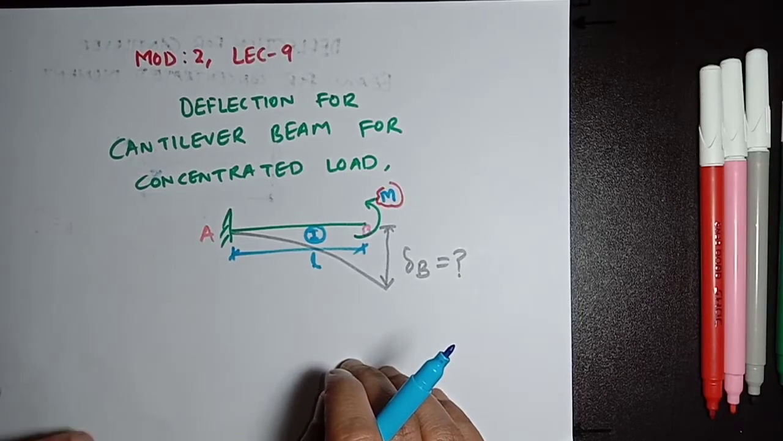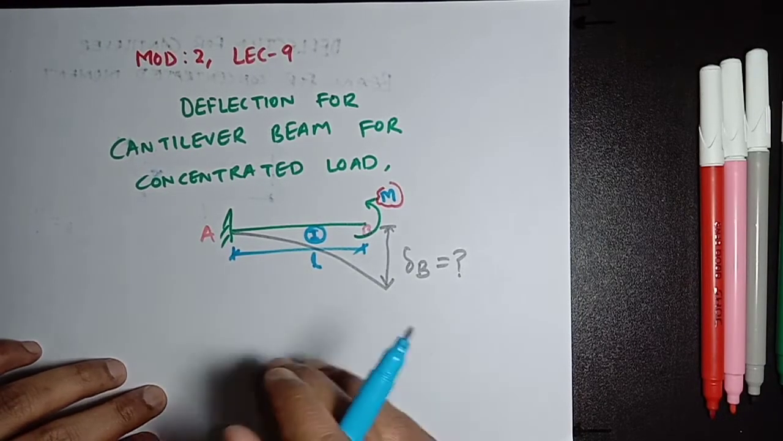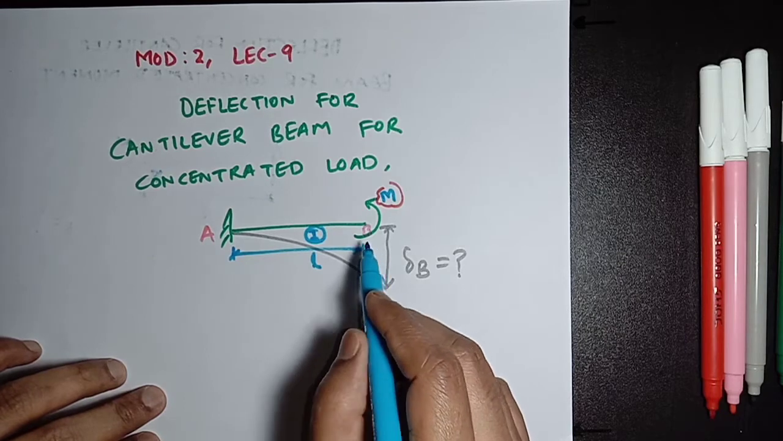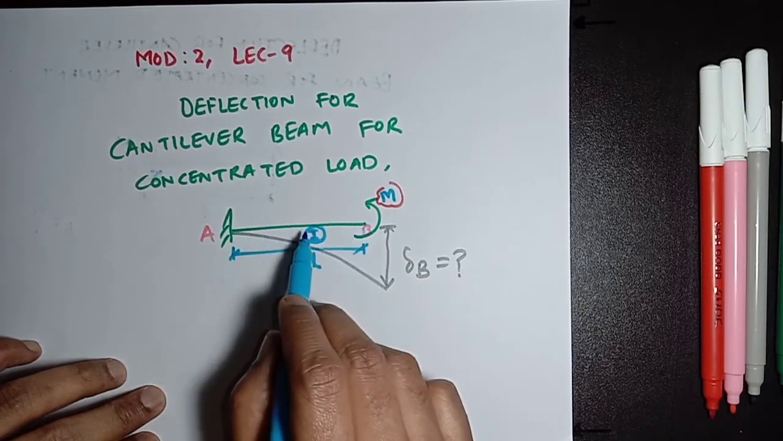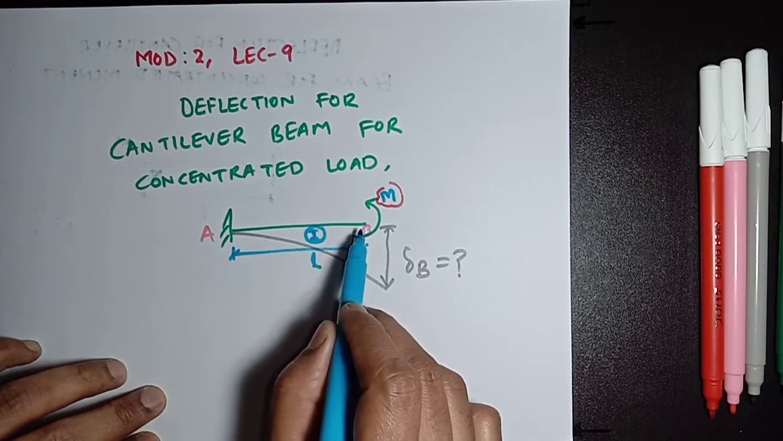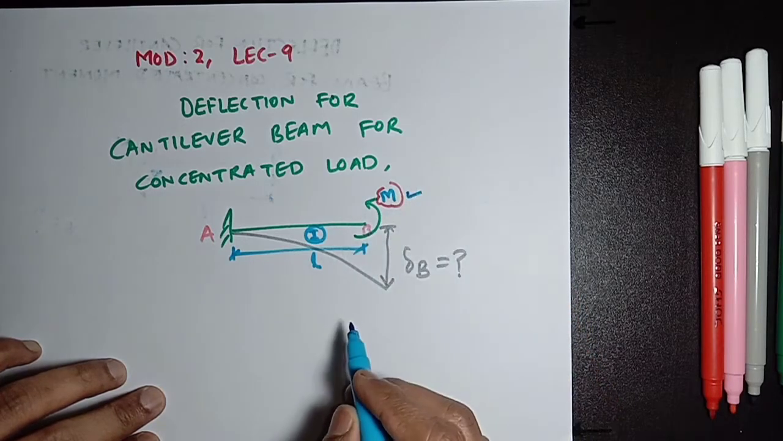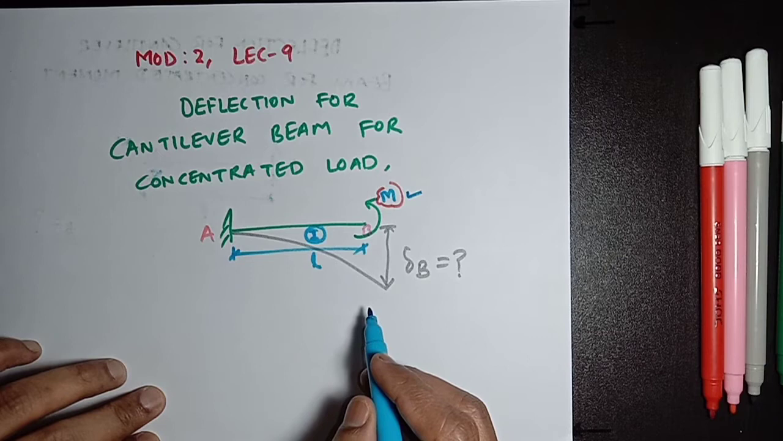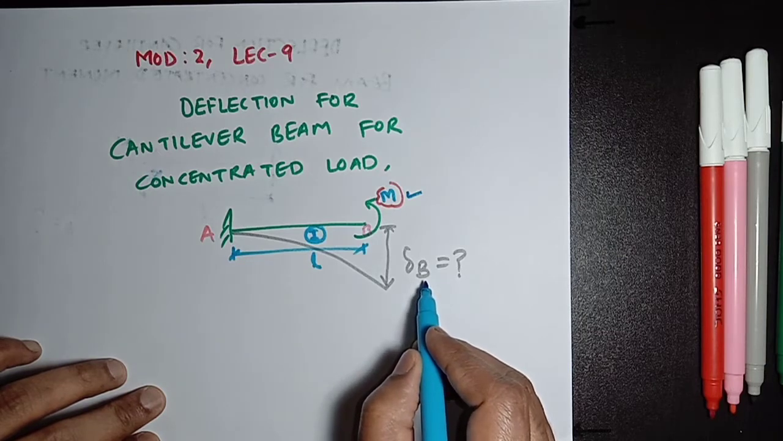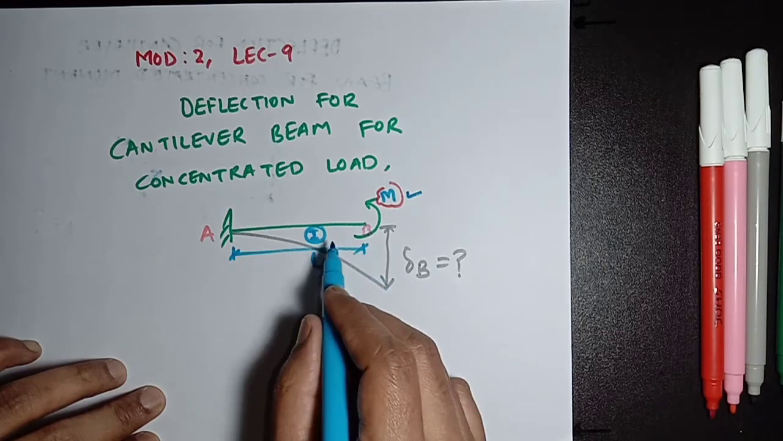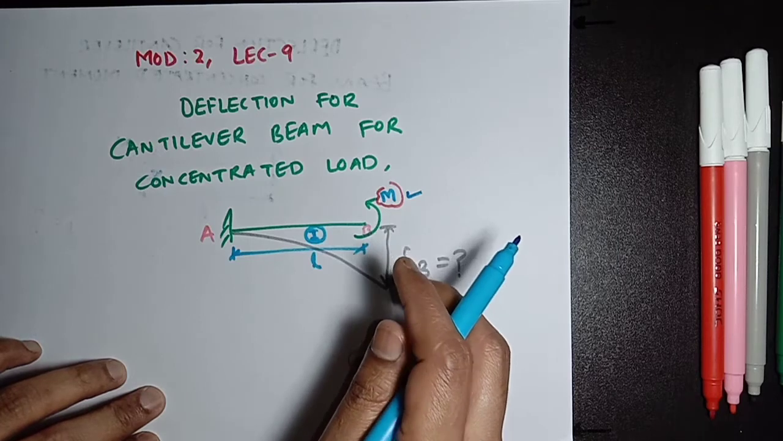I am going to discuss with you a very interesting example for calculation of deflection at the tip of a cantilever beam. The cantilever beam is AB, which is subjected to a concentrated moment M, and we are going to find the deflection because of this concentrated moment.